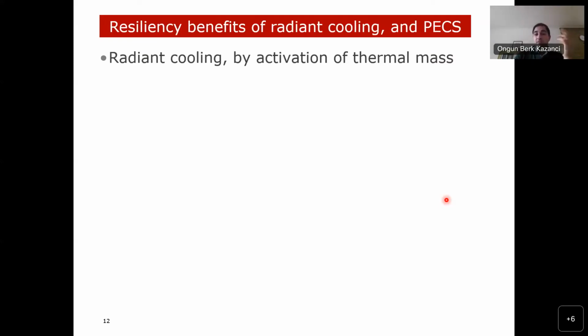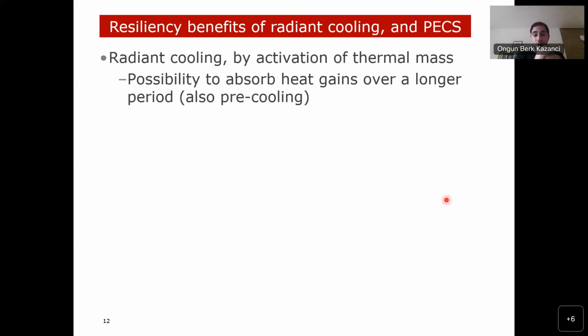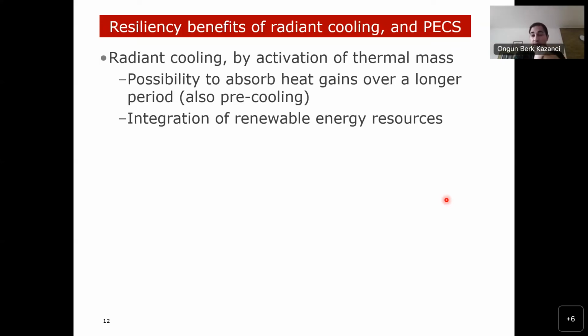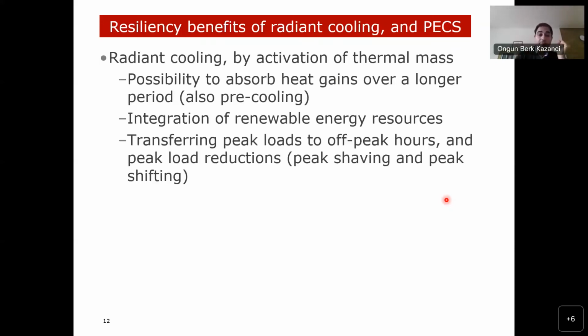So radiant cooling systems, in here I'm referring more to TABS, the thermally active building systems. By activating the thermal mass, it provides the possibility to absorb the heat gains over a longer period, meaning that the building thermal mass can absorb more heat because it's pre-cooled prior to the occupancy. It can allow integration of renewable energy resources. For example, if it can be coupled to a ground heat exchanger that would be affected by extreme outdoor conditions less than, for example, an air source heat pump or a chiller.